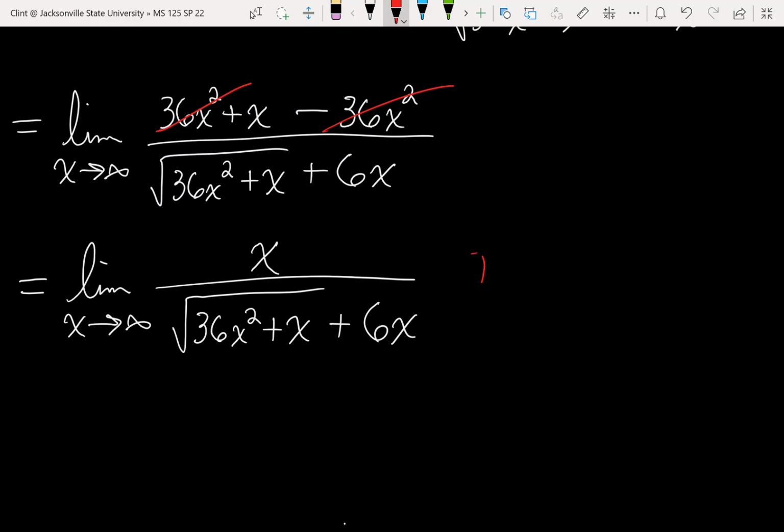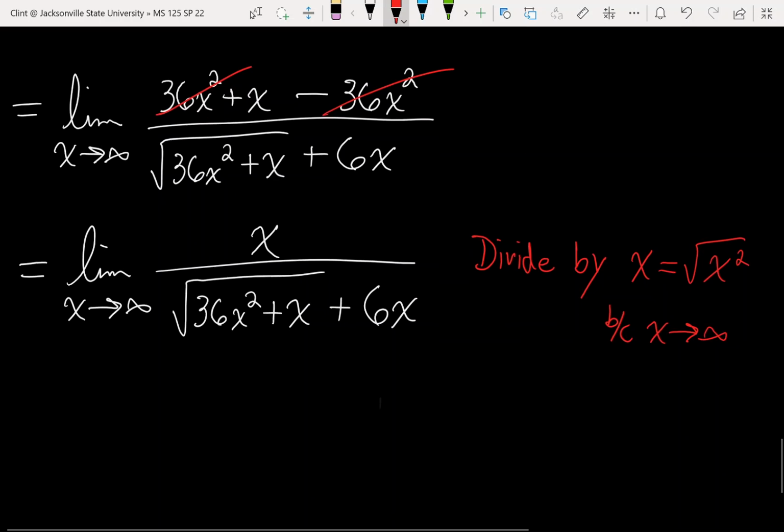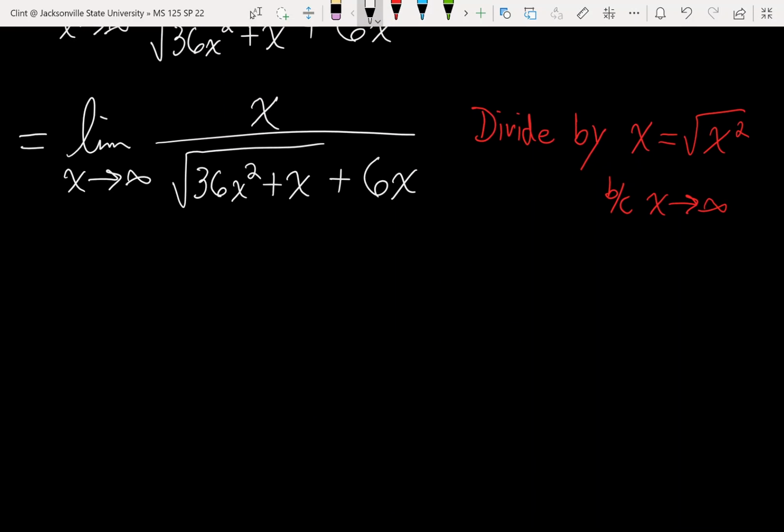But we do have to be careful on these because we've got that radical. In this case, because we're approaching positive infinity, we can say that. Because if we were going toward negative infinity, we would have to have the minus sign. If we divide everything, really what we're doing is dividing everything outside of the radical by x and everything inside the radical by x squared.